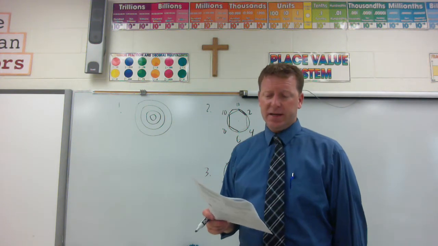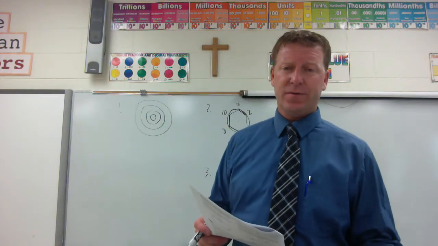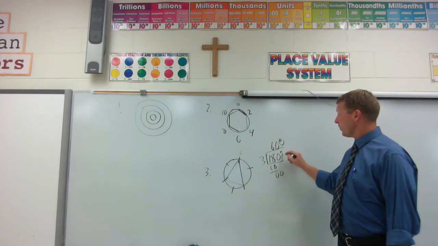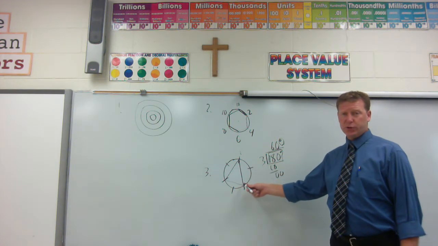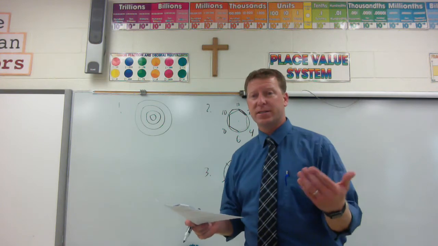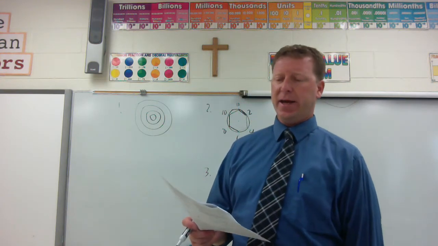Number 5, it says what is the sum of the three measures of the angles? That's what we started with. 60 times 3 is 180 degrees. So if you were actually measuring this, you're supposed to measure 60 and 60 and 60. And then number 5 says add 60 plus 60 plus 60, get 180 degrees.